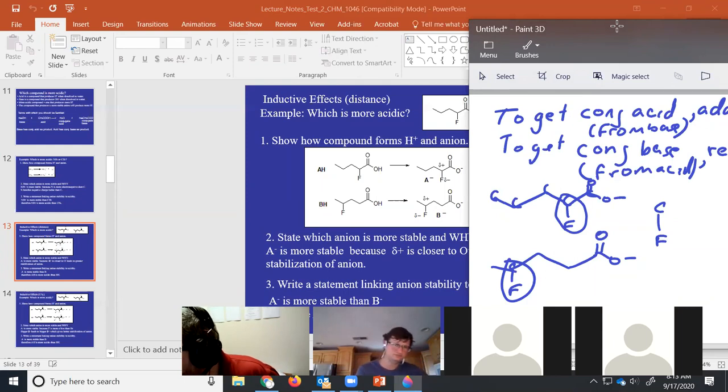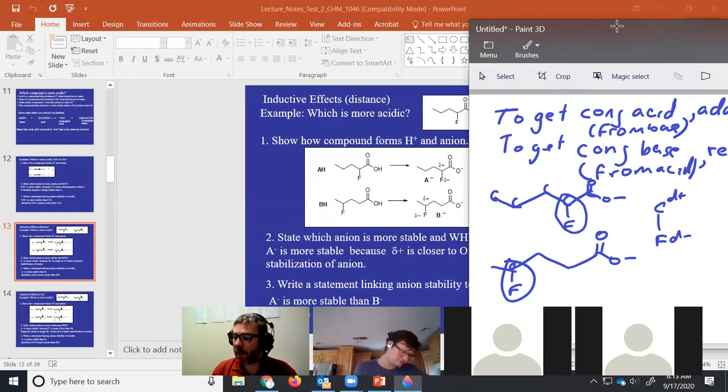Now, when we're looking at a CF bond, the F is more electronegative than the C, so we can assign partial charges to each end of the CF bond. So the F gets a delta minus and the C gets a delta plus. But delta minus is telling us that the electron density in that bond is closer to the F than it is to the C. Now, the way you can think about that is think of a bond as being two electrons, and those two electrons being closer to the F than they are to the C.